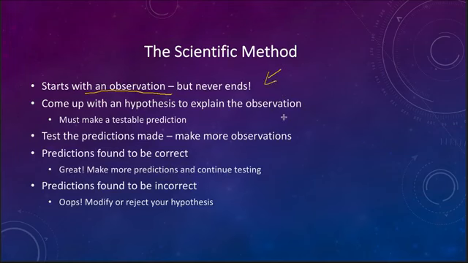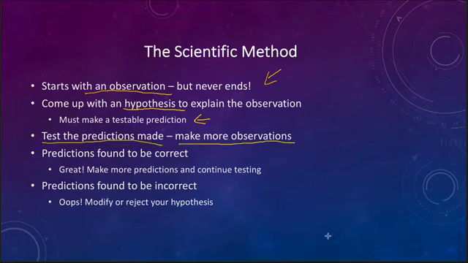We are always continually modifying our theories, modifying our hypotheses to have them better fit the observations, to get better models that better explain what is going on in the universe. So you start with that observation, you come up with a hypothesis that explains that observation. And as I mentioned before, the key is that it must make some kind of testable prediction, something that you can test. Once you do that, you test your predictions and make more observations.